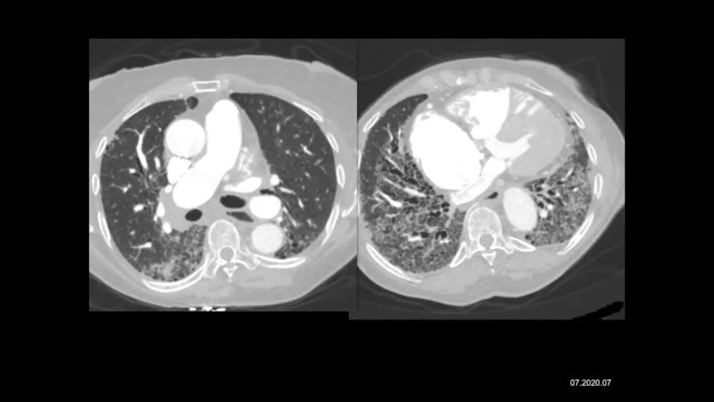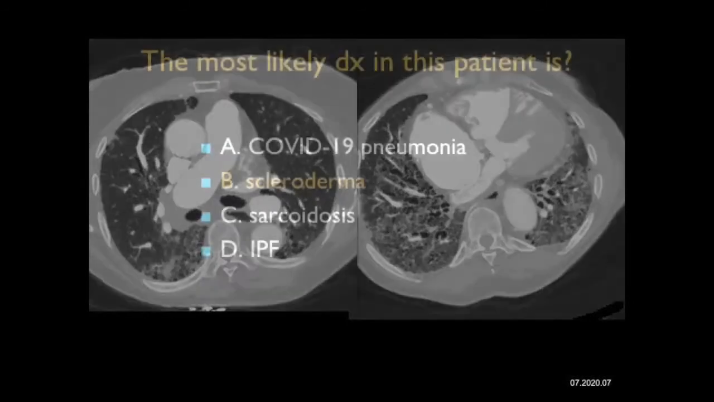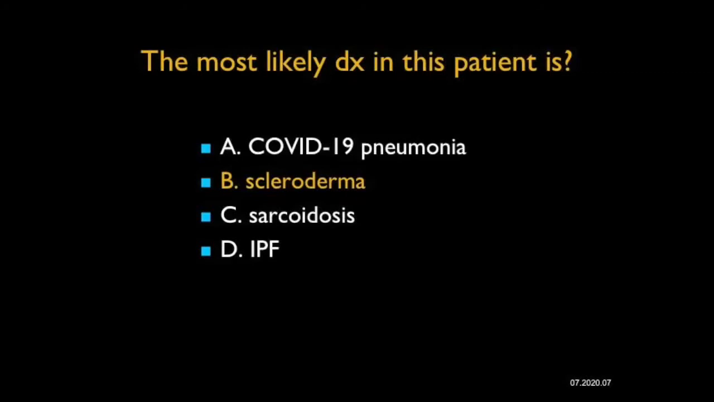We could also consider COVID-19, but this is not the pattern of COVID-19 pneumonia. We could also consider sarcoid, but that typically involves the upper rather than the lower lungs. And IPF is a consideration, but the bronchiectatic changes, as well as the fact the patient has a dilated esophagus, pushes us to scleroderma, and this was scleroderma. Just a very, very nice example. Central versus peripheral, bronchiectasis, interstitial changes, lower lungs greater than upper lungs.